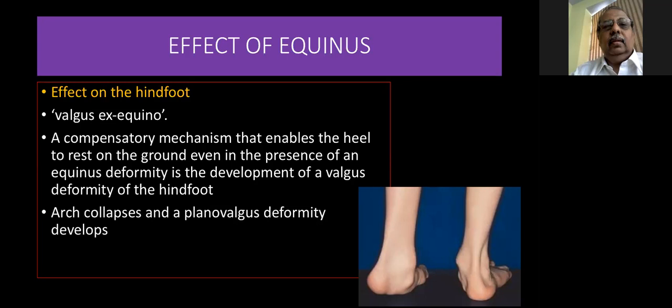So a compensatory mechanism that enables the heel to rest on the ground, even in the presence of an equinus deformity, is the development of a valgus deformity, or not the hind foot, it is the midfoot and the hind foot. So the arch collapses and planovalgus deformity develops. This is mainly important in cases of cerebral palsy.